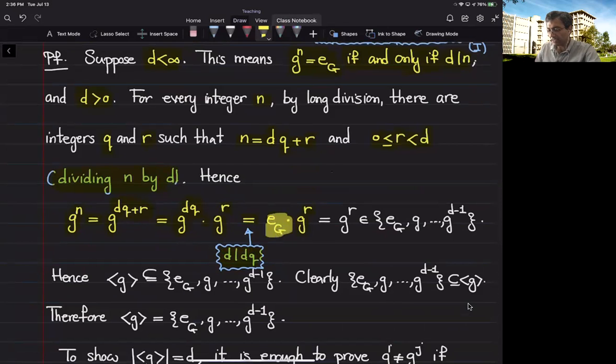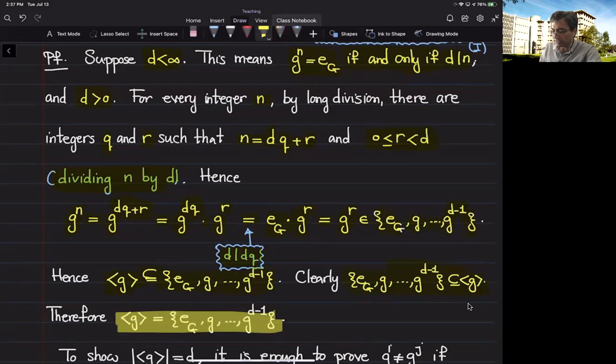And neutral element times anything doesn't change that, so it is g to the r, and r is an integer in this range, which means g to the r is either the neutral element or g to power 1 or g to power 2 till we reach g raised to power d minus 1. So these are all the possible elements that g to the n can be. So we showed that the cyclic group generated by g is a subset of this set. And of course, I have the other way around because all these are powers of g, so I have the other inclusion. Altogether, we get equality of these sets.